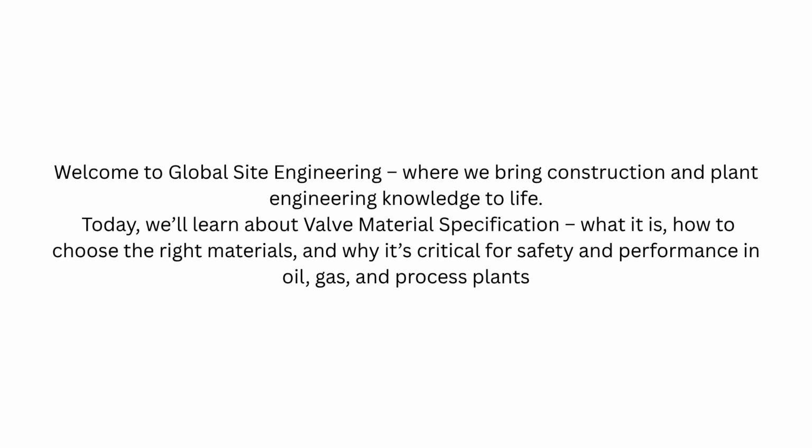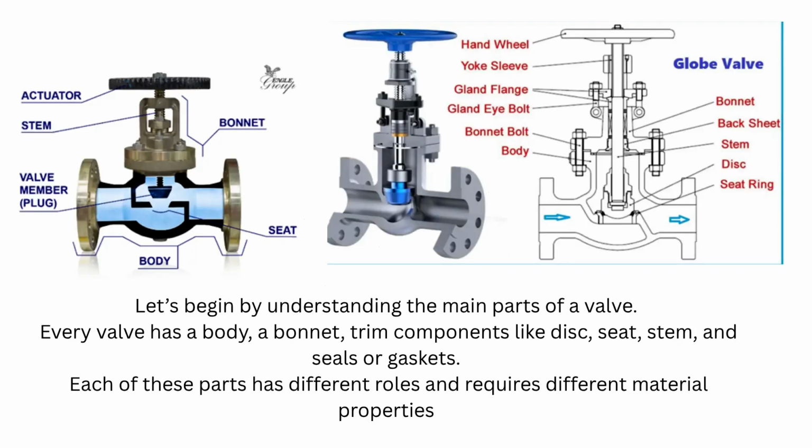Valve Overview, Basic Parts. Let's begin by understanding the main parts of a valve. Every valve has a body, a bonnet, trim components like disc, seat, stem, and seals or gaskets. Each of these parts has different roles and requires different material properties.